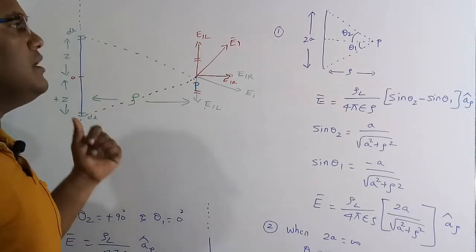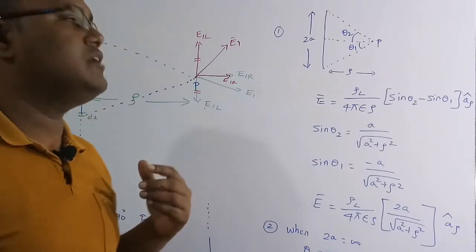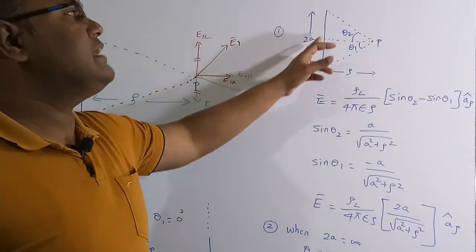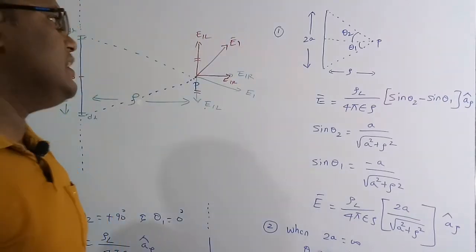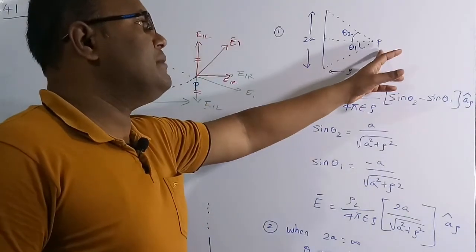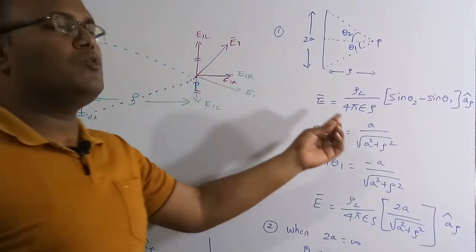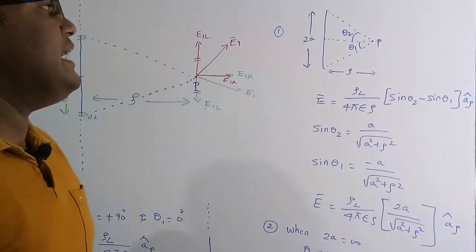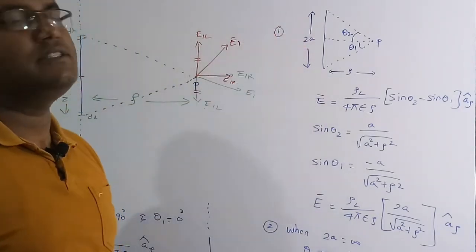This is the concept. Now I will give you a small set of formulas which are very useful in solving the questions. Suppose there is a finite length of 2a, where 2a is the finite length, and now I am going to take a point P at a perpendicular distance rho from the line. Then I want to find what is the electric field intensity at this point P because of this finite length charge.